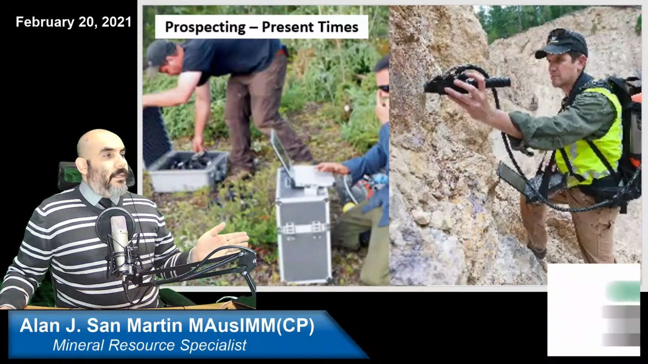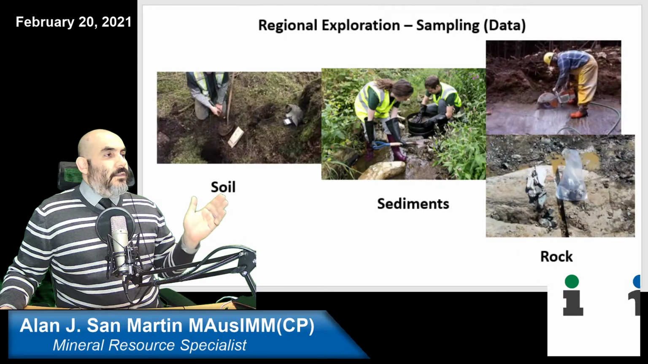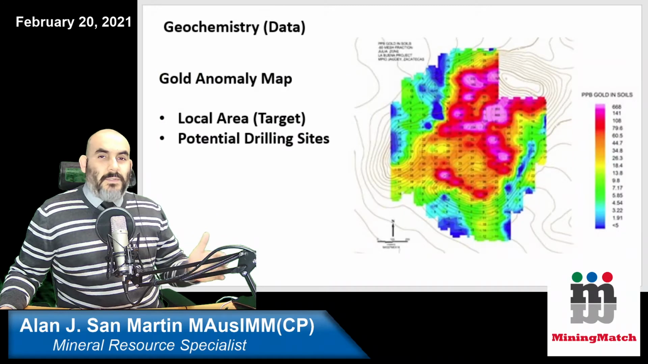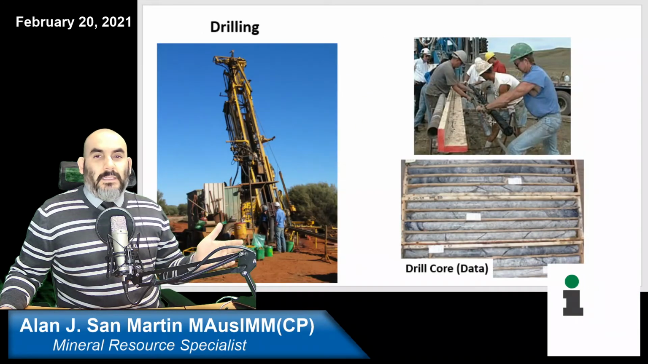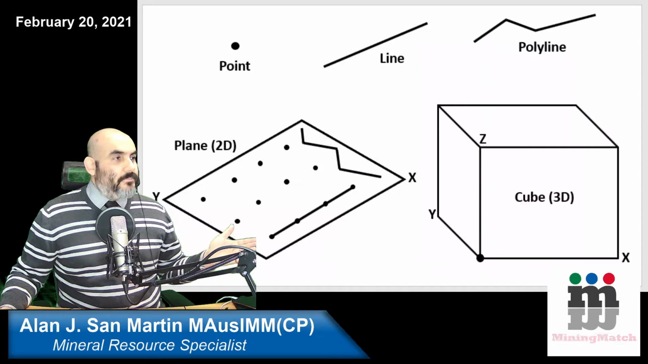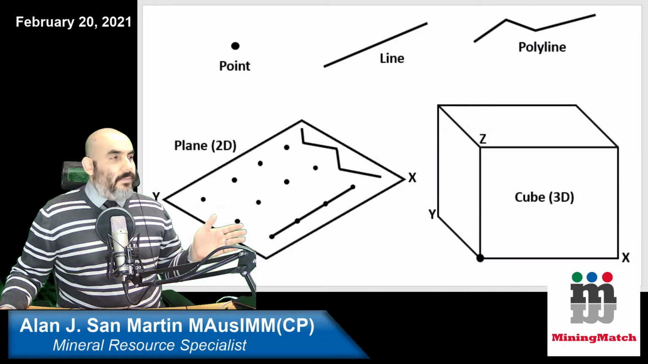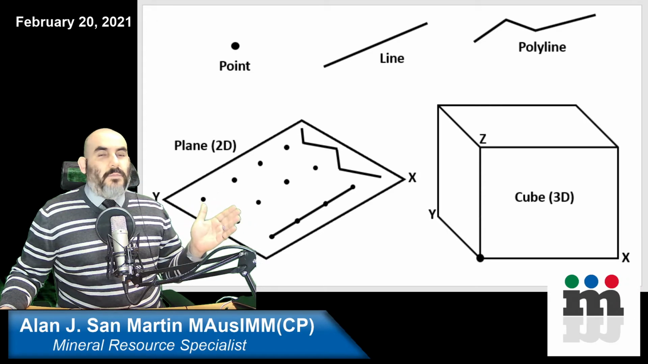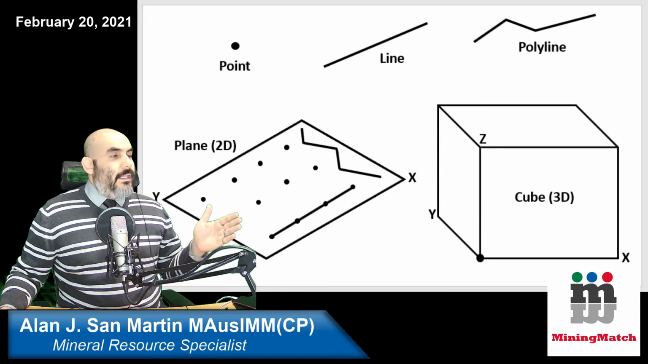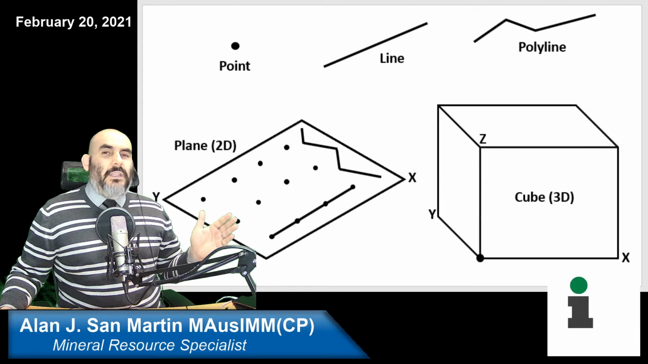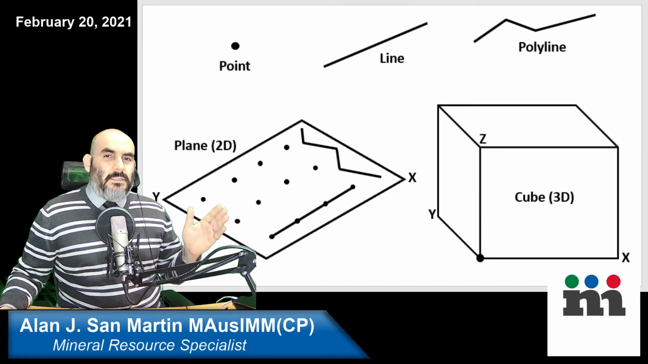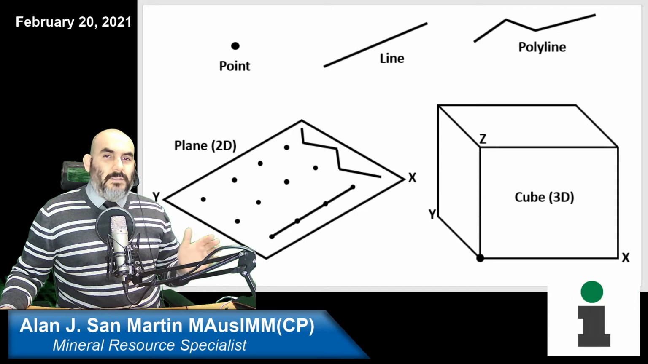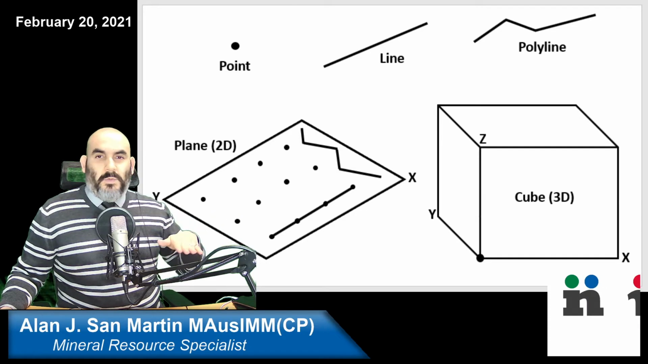Let's recap with prospecting. You get the geophysics, you get the sampling of soil, sediment, rock, you get your geochemistry, and finally you decide where to drill. But let me explain something here. The basic geometry principles: you have points, lines, polylines, and all these elements only give you two-dimensional information. You can put a grid of points and interpolate, but you are always in 2D.